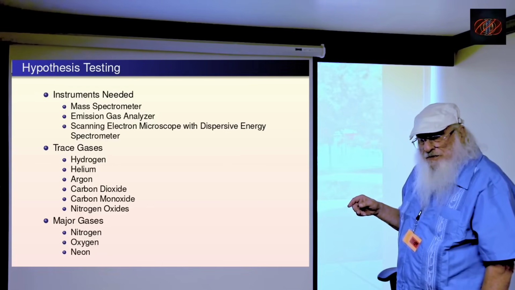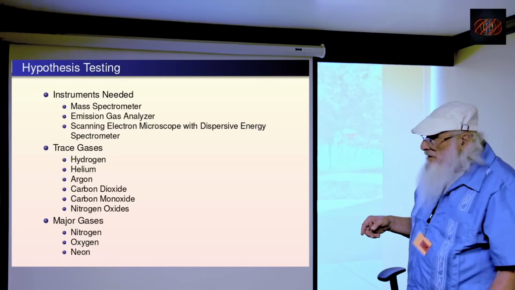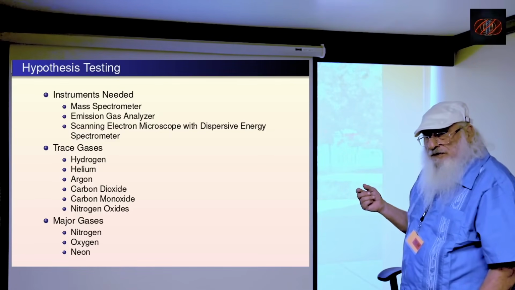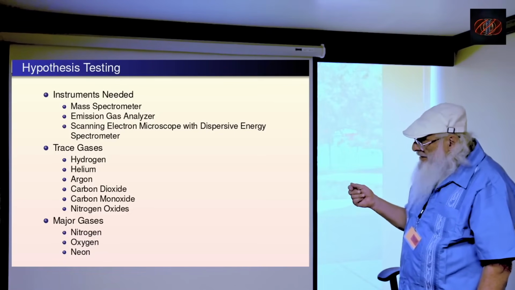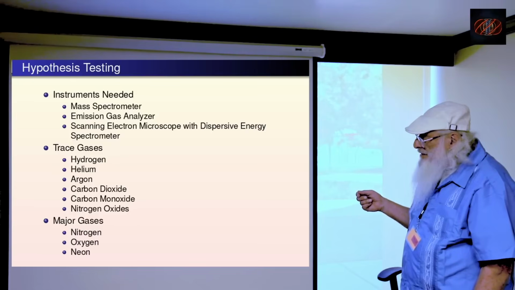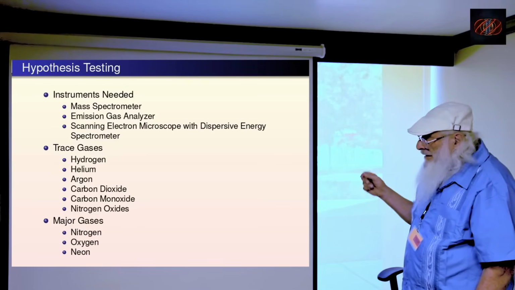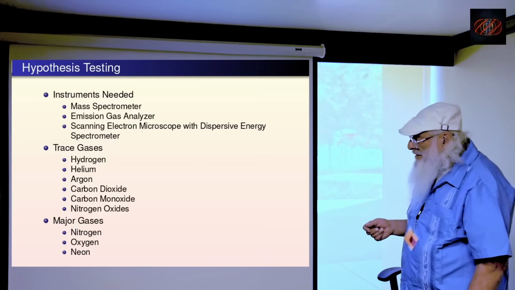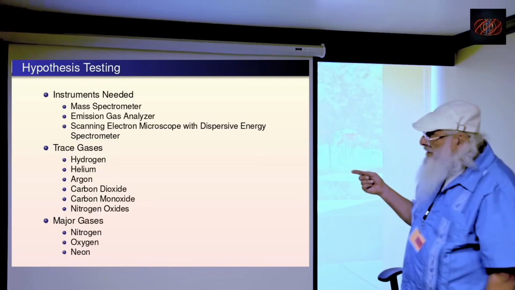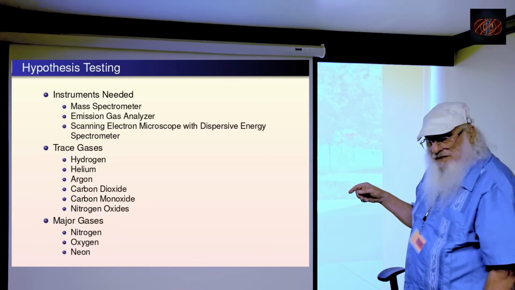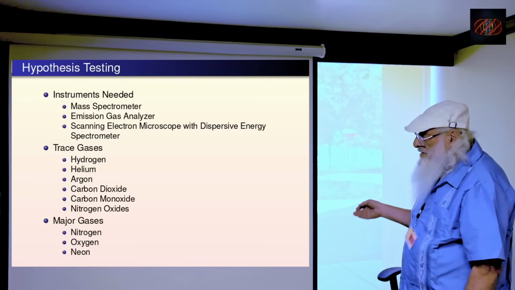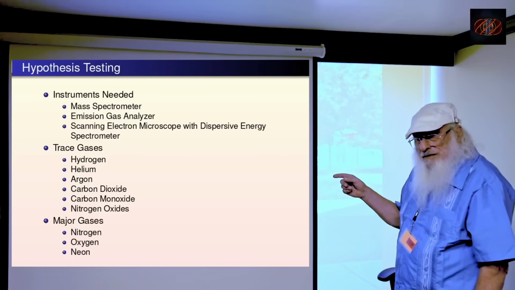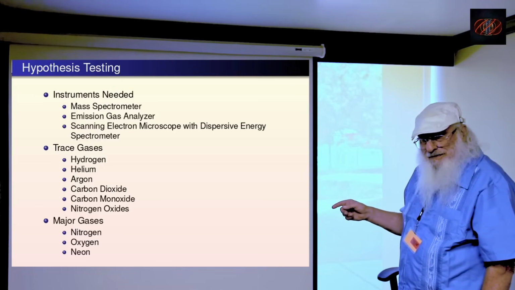We expect to see in trace gases some hydrogens coming from the dissociation of water that have not fully fused to get to the helium stage. Heliums which have not fully fused onto the carbon. Argon, if we're actually fusing oxygen and helium together, will be a little greater. Carbon dioxide we expect to be very small. Carbon monoxide below 1%. Nitrogen oxides below 1%. And the major gases: nitrogen, oxygen, and neon.